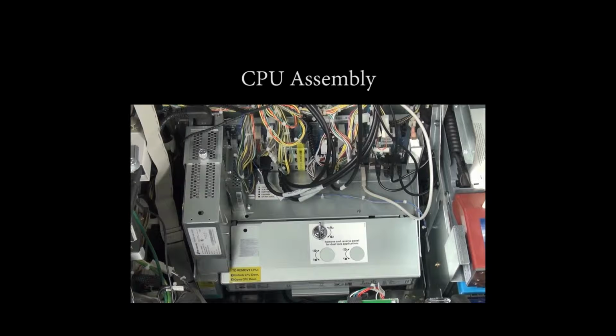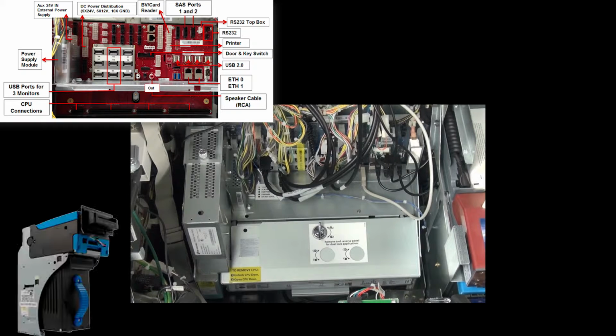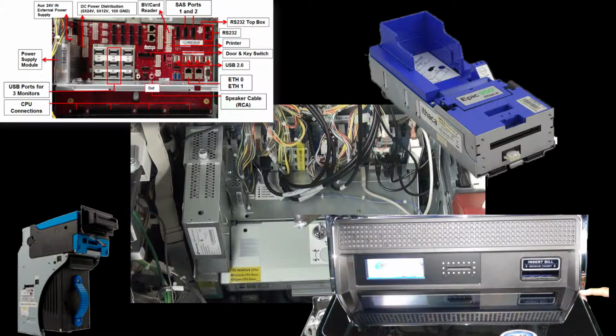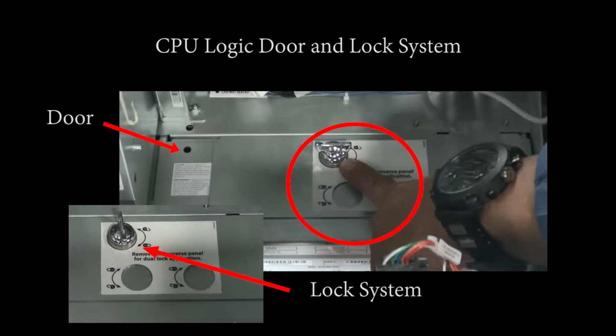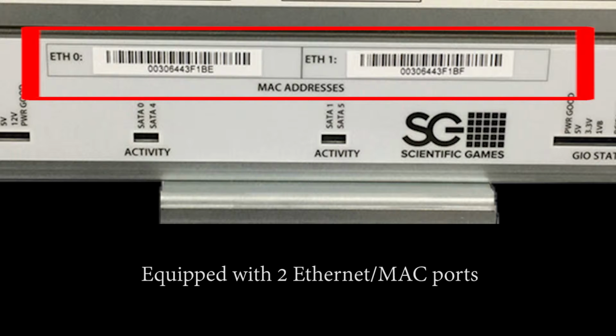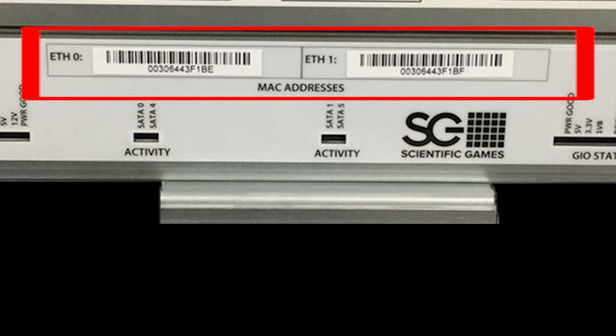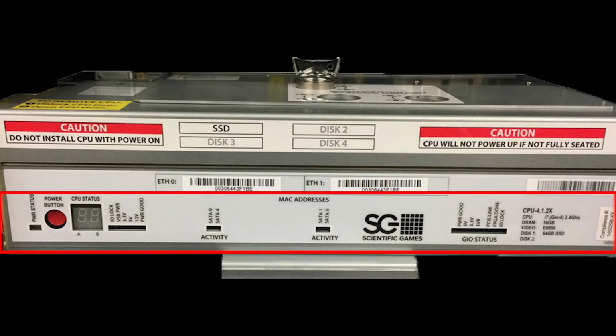The CPU is located in the center of the cabinet. This controls and communicates information to each of the peripheral devices that are part of the EGM. The CPU is equipped with a logic door for added security. It also has 2 network interface ports built in. So you will see a MAC address for each of the NIC cards built on the CPU. Looking at the front of the CPU, we can see it has an LED indicator on the front. They're designed to help with troubleshooting and identifying if there is an issue with it or other devices.